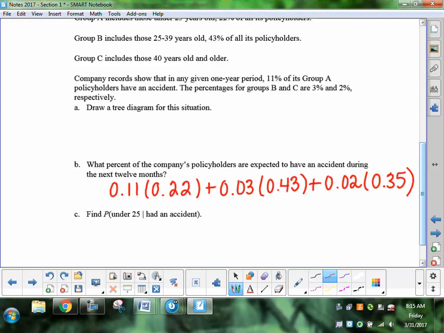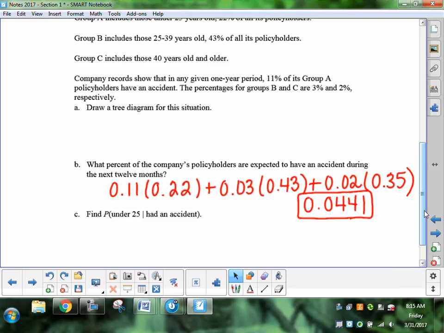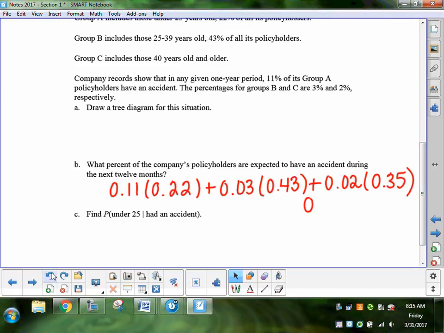You can tell me what numeric answer we got for this. Jason? 0.0441 or 4.41%. That is correct. I like to stick with the decimal. Oh, it says percent? Sorry. Which converts to, as Jason told us, 4.41.